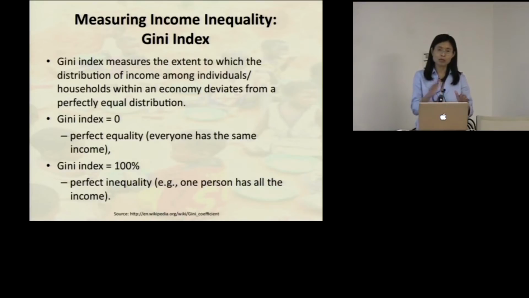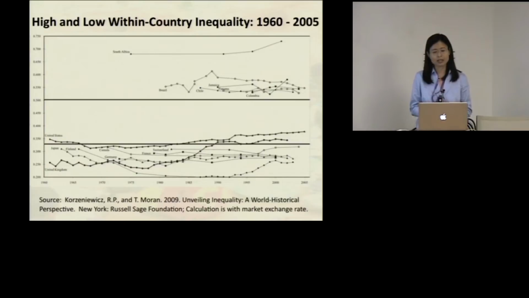Normally, Gini index will be somewhere between 0 and 1. You can calculate the Gini index of a country. You can also calculate Gini index of a state like California. You can also calculate Gini index of a county like Santa Clara County. Depending on the boundary you set, you can, of course, calculate the Gini index of the whole world. Let's talk about the within country inequality. This is a chart that shows some countries' Gini index from 1960 to 2005.